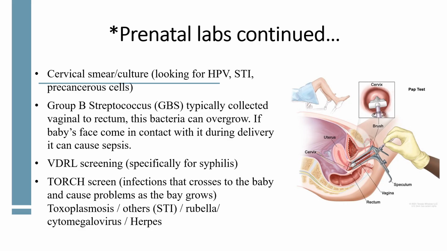Different other VDRL screening, again for syphilis, we do our TORCH screening, which is different types of infection that may cross the placenta to the baby and may cause baby growth issues. Again, that's your toxoplasmosis, your rubella, your STIs, your cytomegalovirus, herpes, and so forth. And we'll definitely have a future presentation on the actual infection. So this is just an overview of the different labs that we collect during her first visit in the clinical setting.